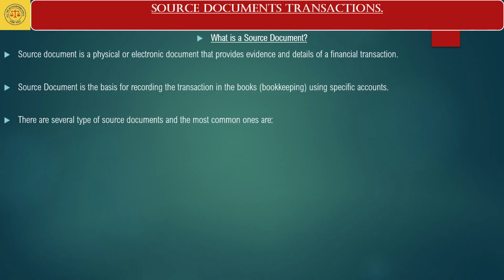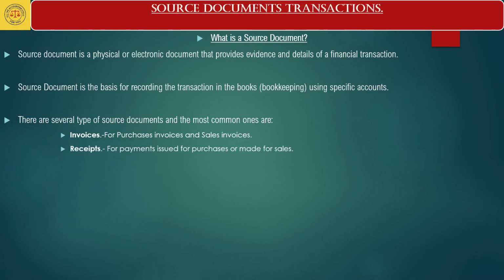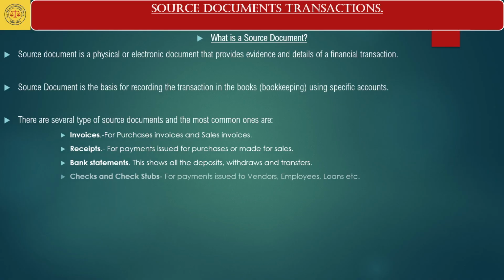There are several types of source documents, and the most common ones are invoices, receipts, bank statements, checks and check stubs, credit notes or debit notes. I want to say about credit notes or debit notes, this basically modifies the original transaction, either way, from vendors or to vendors, or from customers or to customers.